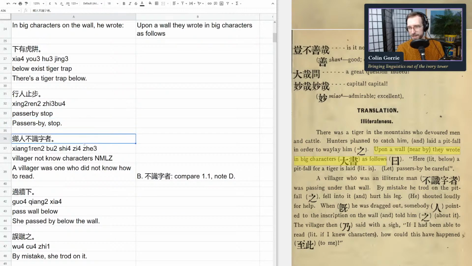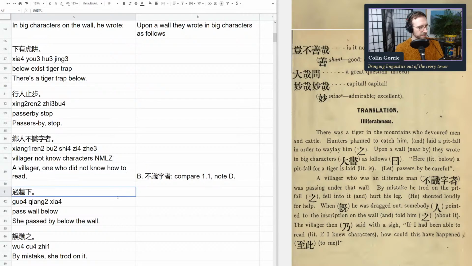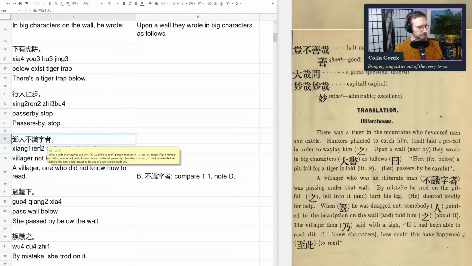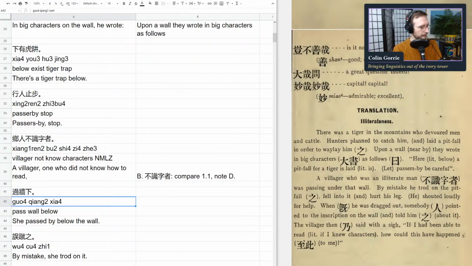And then this was a tough bit. What does it say? A villager who was an illiterate man was passing under that wall. Okay, so this is not a copular construction. This is something that we need to translate as a relative. A villager, one who did not know how to read. So this is something like two phrases in apposition. A villager, in other words, a person who did not know how to read, passed by below the wall.